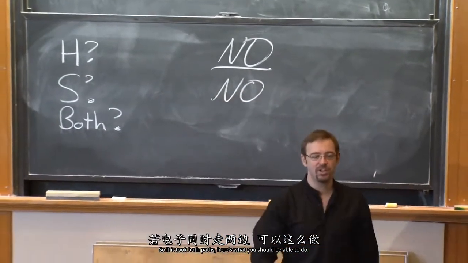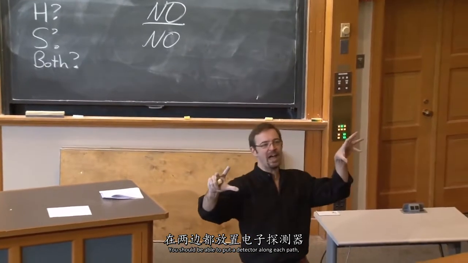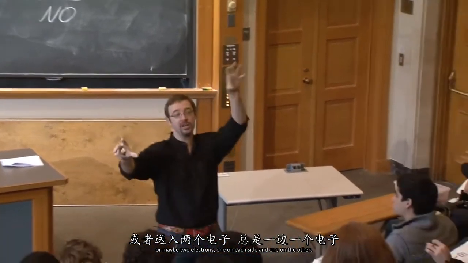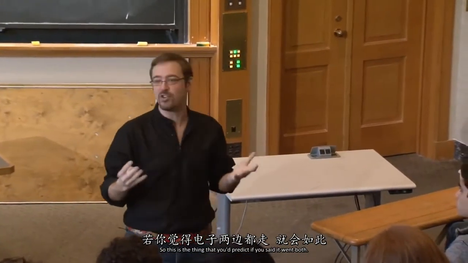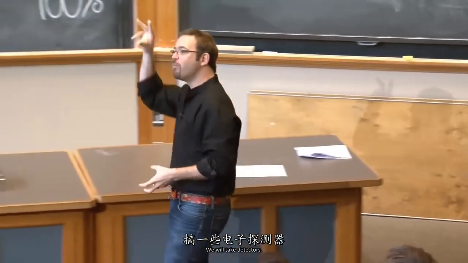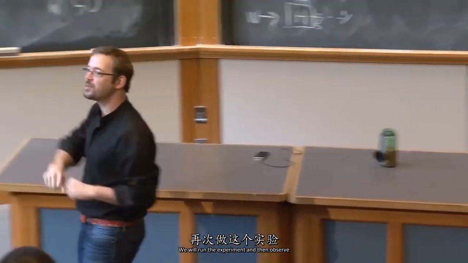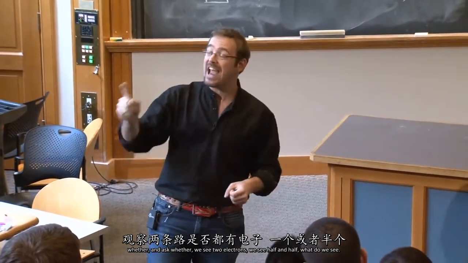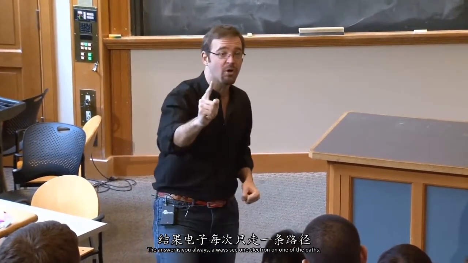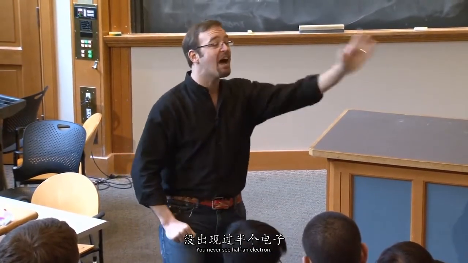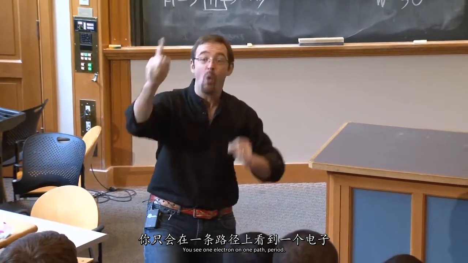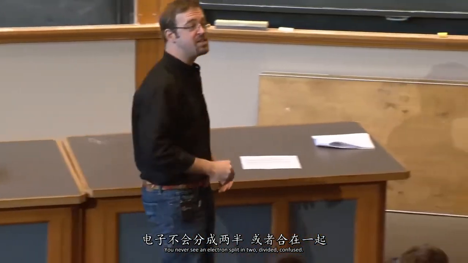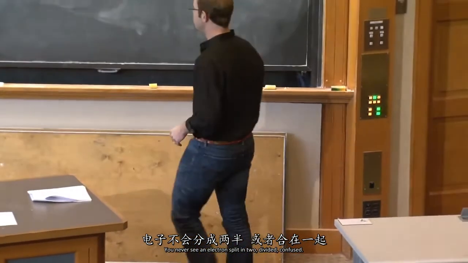If it took both paths, here's what you should be able to do. You should be able to put a detector along each path, and you'd be able to get half an electron on one side and half an electron on the other. Or maybe two electrons, one on each side. So this is what you'd predict if you said it went both. So we will put one detector along the hard path and one along the soft path, run the experiment, and ask whether we see two electrons, or half and half. What do we see? The answer is you always see one electron on one of the paths. You never see half an electron. You never see a squishy electron. You see one electron on one path, period. It did not take both. You never see an electron split in two, divided, confused. No.